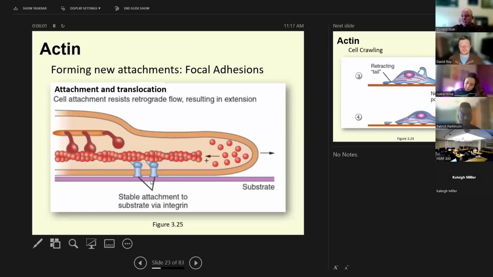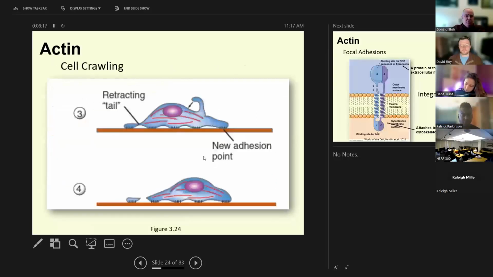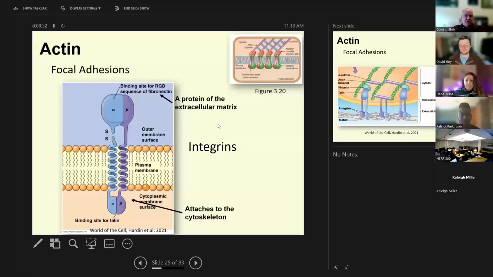Usually it's extracellular matrix proteins in vivo. And once that microfilament is attached, now when this myosin pulls on it, it's not pulling the fiber back, it's pulling the cell forward. And that's how translocation happens. Once you've made this new attachment point, the cell pulls itself in that direction. And then the retracting tail should let go. And these attachment points are focal adhesions, which are really important structures.